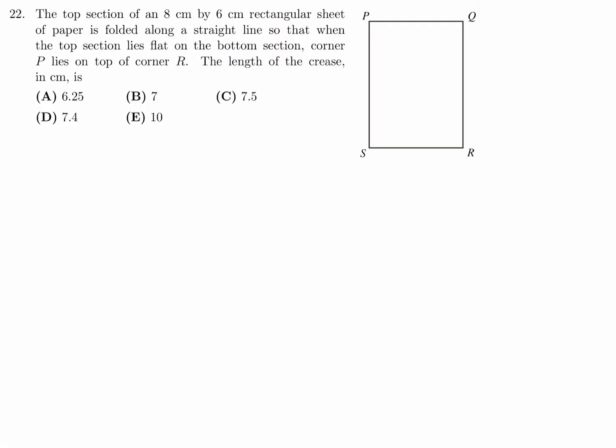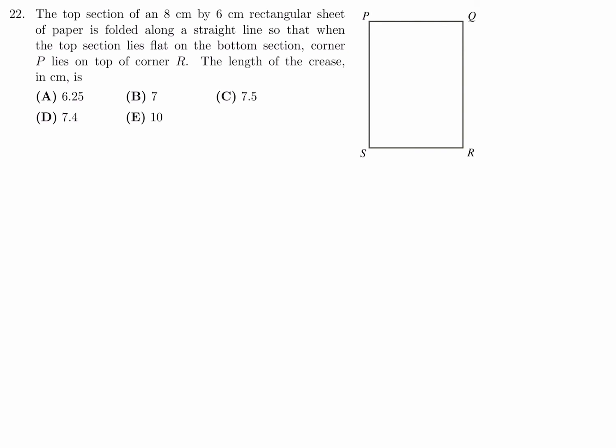The top section of an 8 by 6 centimeter rectangular sheet of paper is folded along a straight line so that when the top section lies flat on the bottom section, corner P lies on top of corner R. The length of the crease in centimeters is. Well, perfectly allowable. Take out a piece of paper and make that fold, and you'll be able to see the crease. And then once you have the crease, we can move forward with the question.